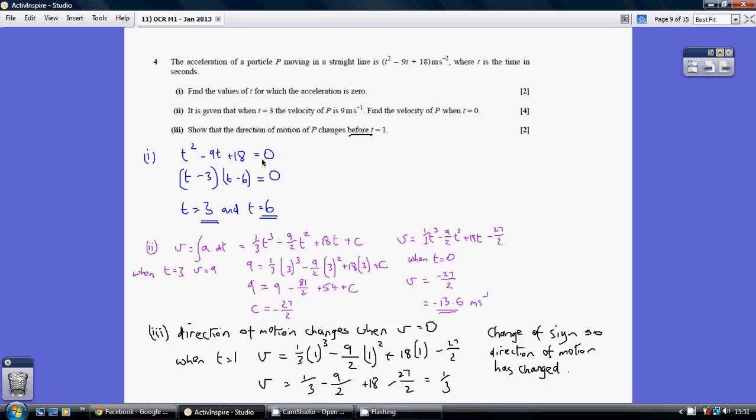So this equaling 0, well, let's just factorise: t minus 3 times t minus 6. So our two values of t for which the acceleration is 0 are 3 and 6.